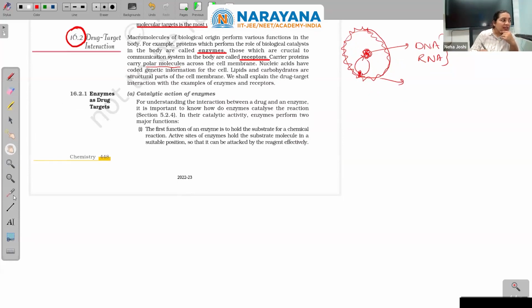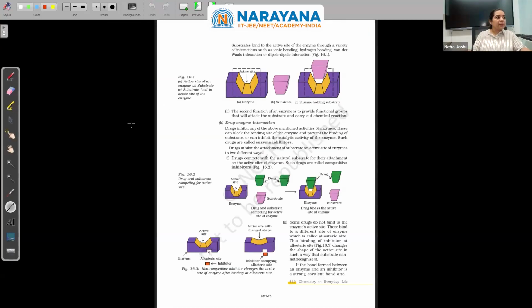Enzymes as drug targets. Catalytic action of enzymes. For understanding the interaction between a drug and an enzyme, it is important to know how enzymes catalyze the reaction. In their catalytic activity, enzymes perform two major functions. The first function of an enzyme is to hold the substrate for a chemical reaction. Active sites of enzymes hold the substrate molecule in a suitable position so that it can be attacked by the reagent effectively. This is explained here.